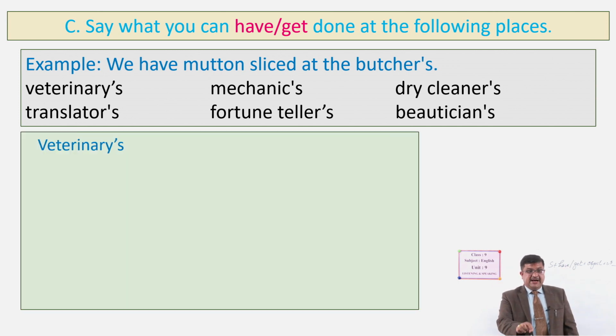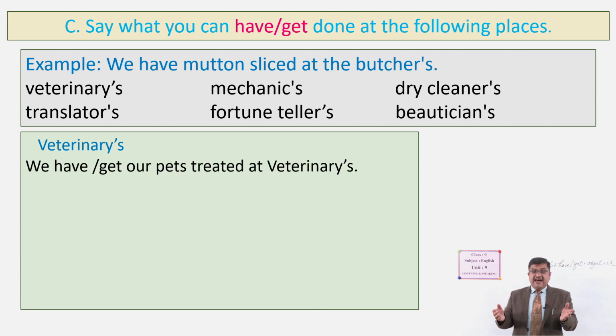Excellent. Now, we have veterinaries, we have mechanics, we have dry cleaners, we have translators, we have fortune tellers. The last one is we have the beauticians. What do we do in the following places? Make sure you are using have and get. What can we do in the veterinaries? Here we go. We have or get our pets treated at veterinaries.